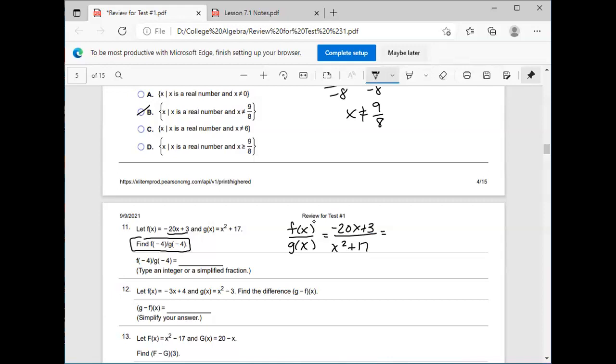Or this one's almost as quick just to plug it in. If I want to do f of -4 over g of -4, wherever I see an x, I'm just plugging in -4. And the top gives us 83 and the bottom gives us 33. And that won't reduce. So it's actually 83 over 33. I think a lot of people second guess themselves when they get an answer like that, but sometimes you're going to get one. Okay. Anybody have questions about that?